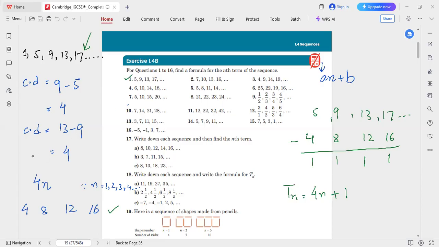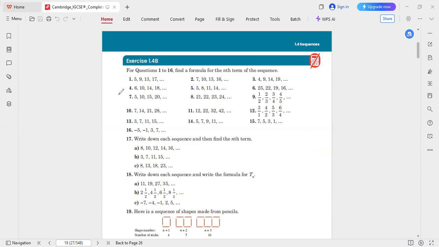So let's move on towards part number 2, and you will be more clear. Part number 2 is we have the numbers 7, 10, 13, 16, and so on. First of all, again, we will be checking for the common difference, so we can find it out directly.